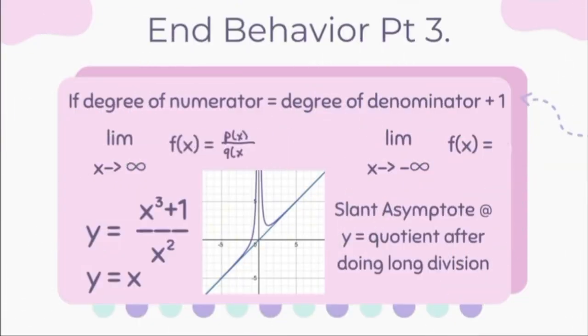Another end behavior is when the degree of the numerator is 1 greater than the degree of the denominator. The limit as x approaches infinity will follow along the quotient of p of x divided by q of x, which is a line. That's why it's called the slant asymptote. In the example we have here, x cubed plus 1 over x squared, the quotient is just x. And you can see the end behavior follows along the line y equals x.